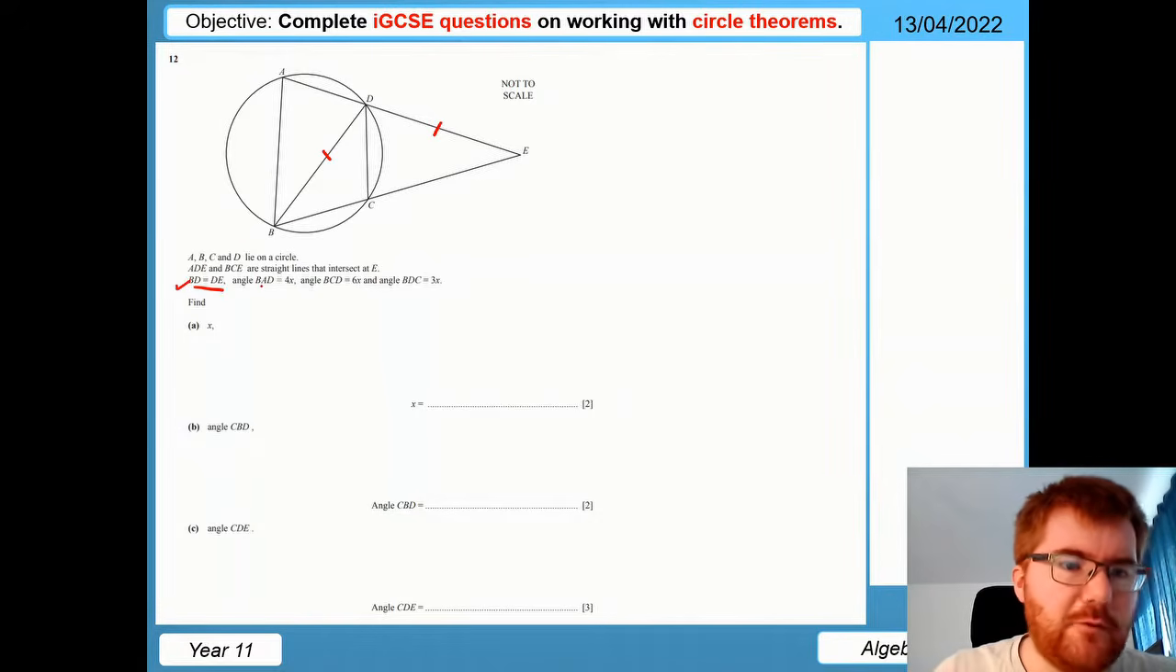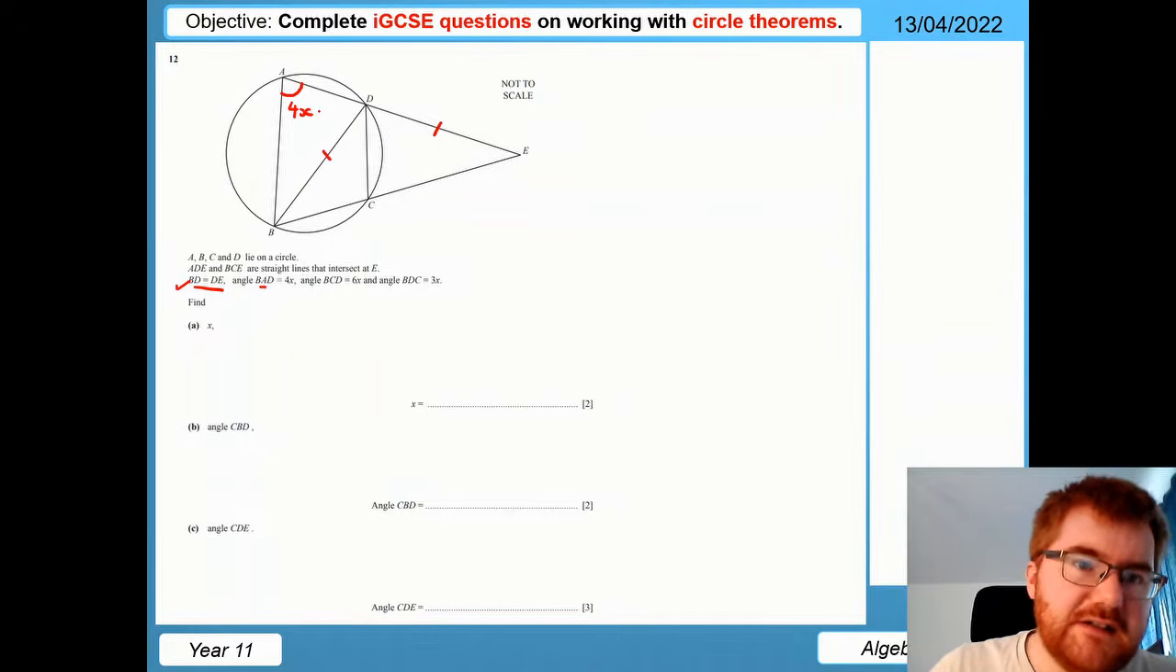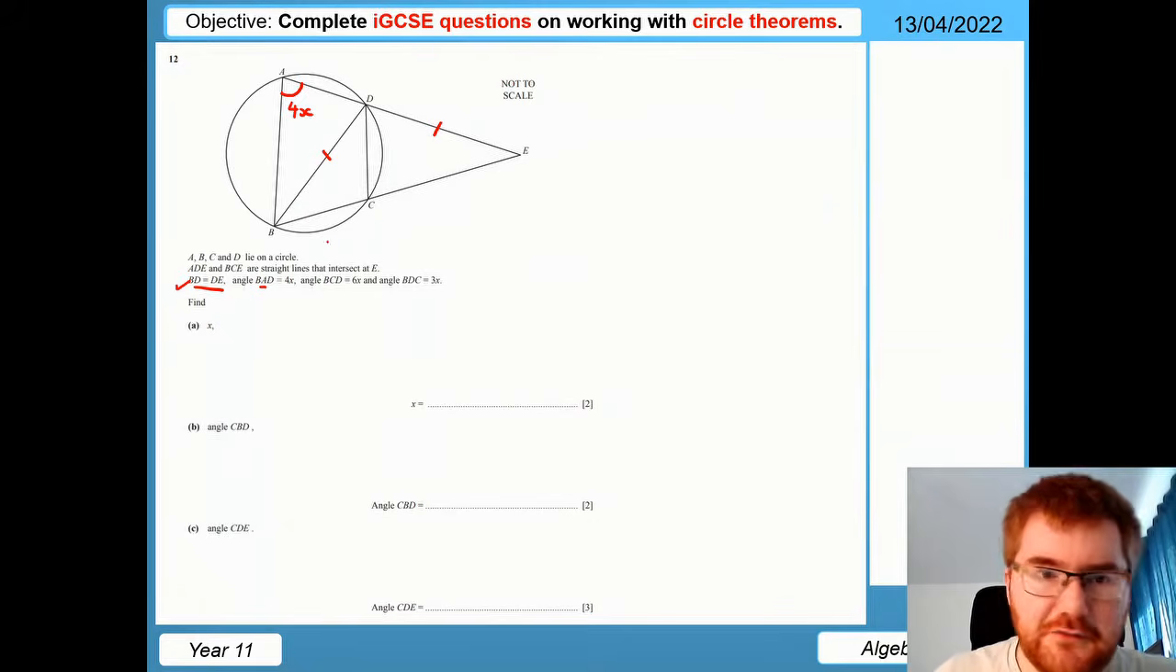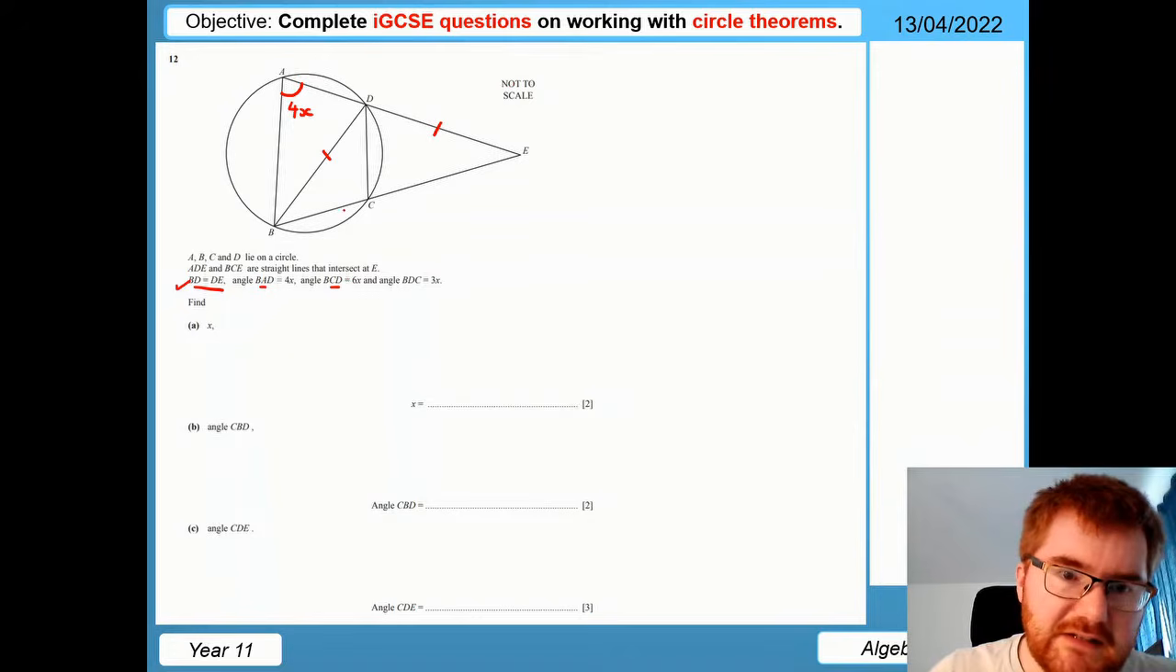Angle BAD is equal to 4x. So again, that letter there tells us where it is, BAD. So let's pop that in, that's equal to 4x. This is one of the questions where you do have to put the angle in yourself. BCD is equal to 6x, so C is the middle letter. So BCD, that one here, that's equal to 6x.